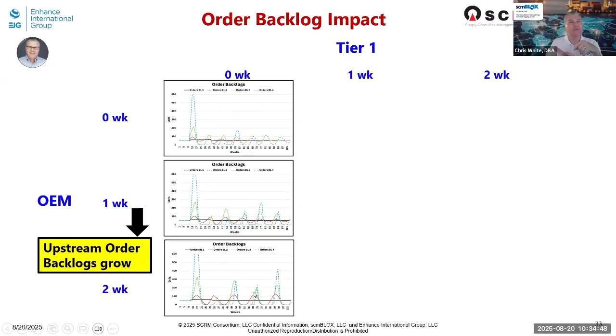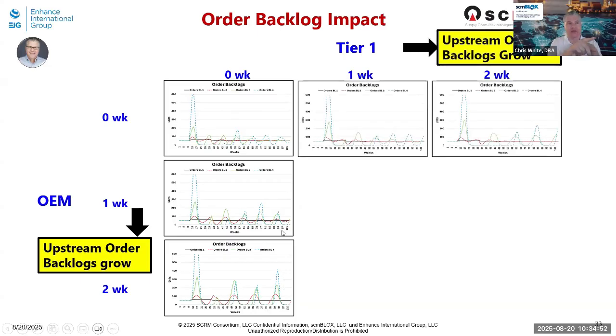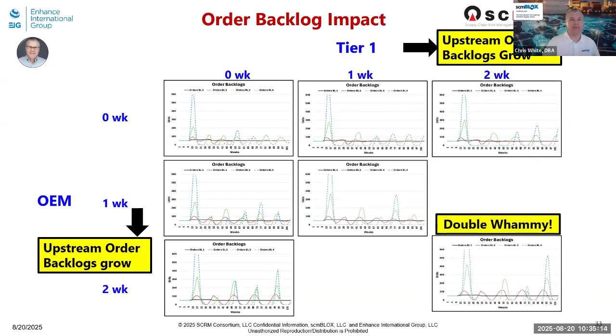Now, if the tier one also does this by themselves, and notice that there's no change for the OEM, now we're at the top part of this matrix, notice that the same thing happens. We go from little ripples to bigger ripples, and sometimes even these delays in between. So we are creating this bullwhip effect. So when both the OEM and the tier one delay their orders, you see this diagonal here. And at the bottom, when they're both delaying 2 weeks, that's the worst situation. You got this double whammy.